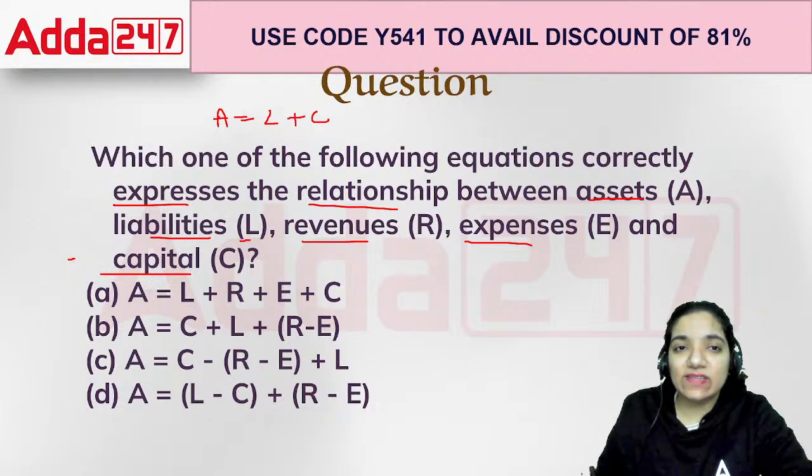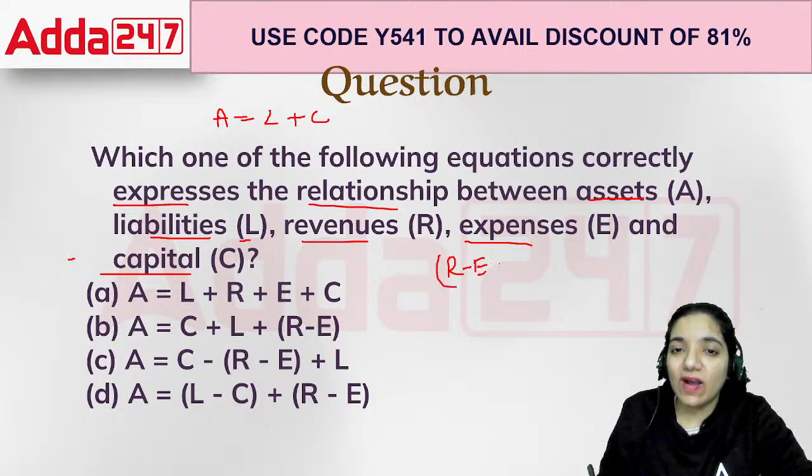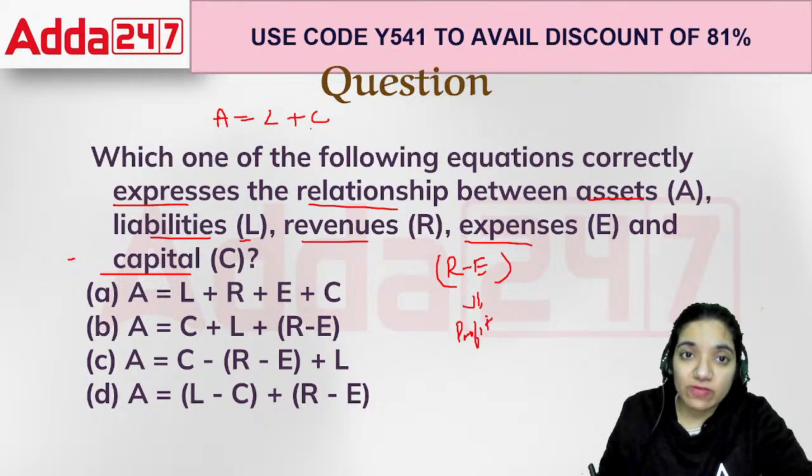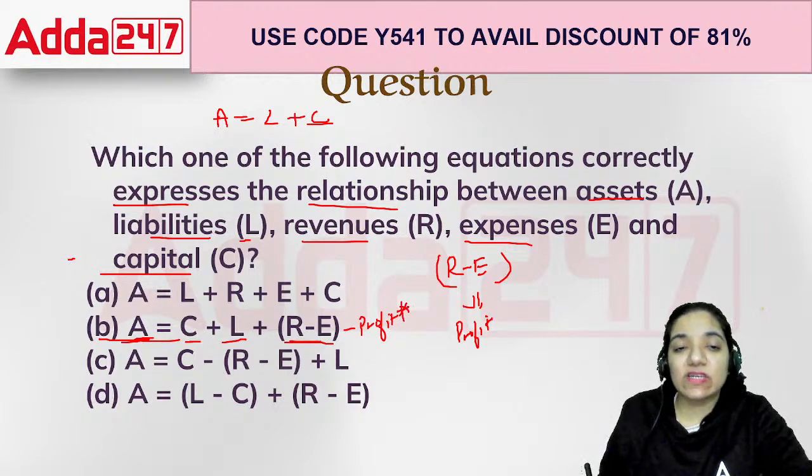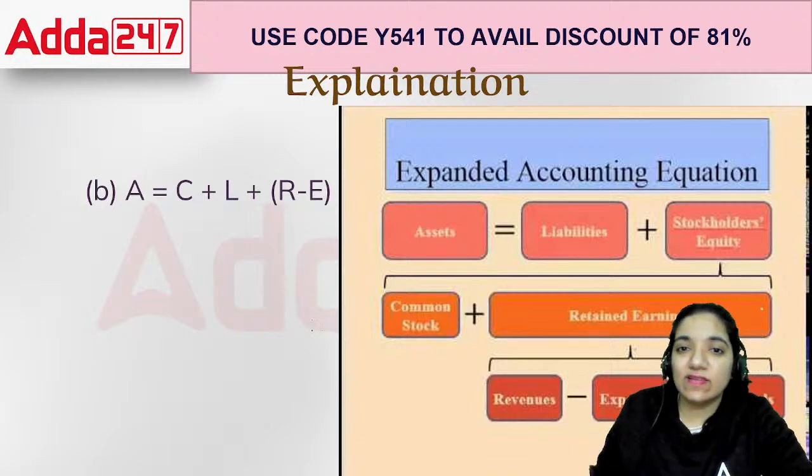Okay, in this case, remember, the capital would include the revenue as well as expenses. So R minus E, which gives us the profit, is ultimately a part of the capital. So all we can do is in the capital, we can add up revenue minus expenses. So this is the point where assets are made from capital and liabilities, and we have the profit for that particular year as well. So the correct answer is B. This is how it looks.